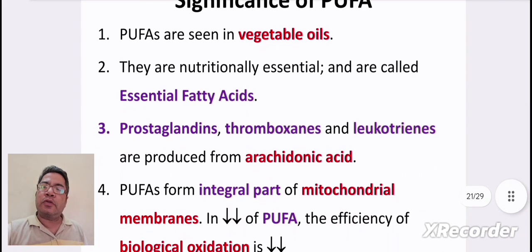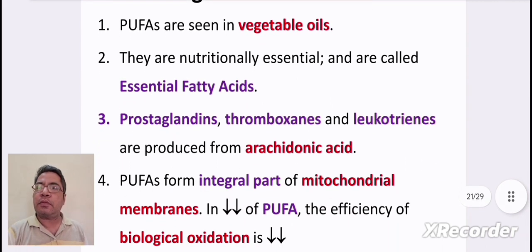Coming to the significance of PUFA. PUFAs are seen in vegetable oils. They are nutritionally essential and are called essential fatty acids. Prostaglandins, thromboxanes, and leukotrienes are produced from arachidonic acid. PUFAs form an integral part of the mitochondrial membrane. In the deficiency of PUFA, the efficiency of biological oxidation is also decreased.